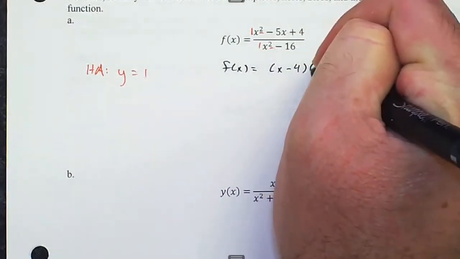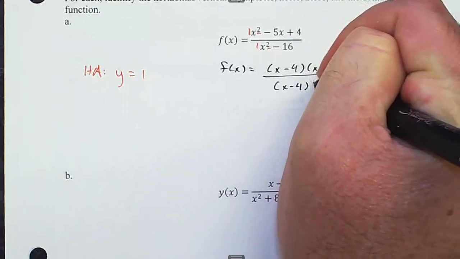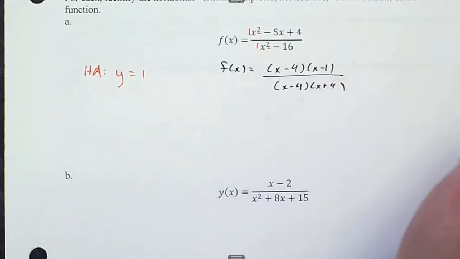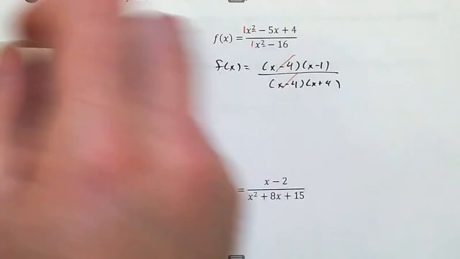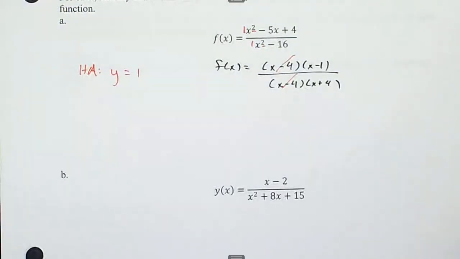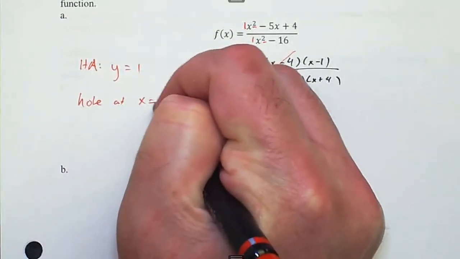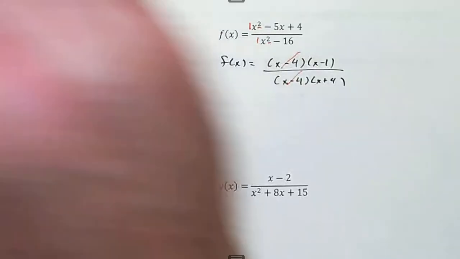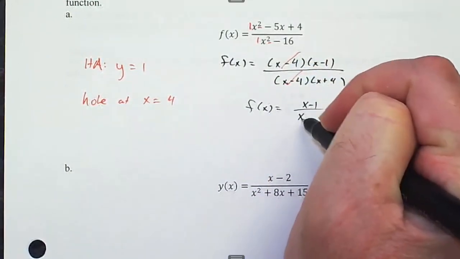x minus 4, x minus 1. And the bottom factors as x minus 4, x plus 4. In this case, I do have a factor that cancels out. That makes a hole right there. So hole at x equals 4. So f of x can be simplified to x minus 1 over x plus 4.